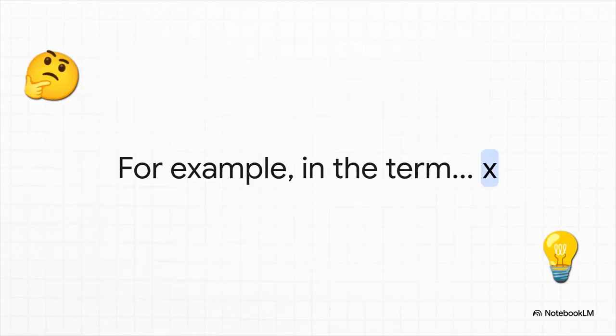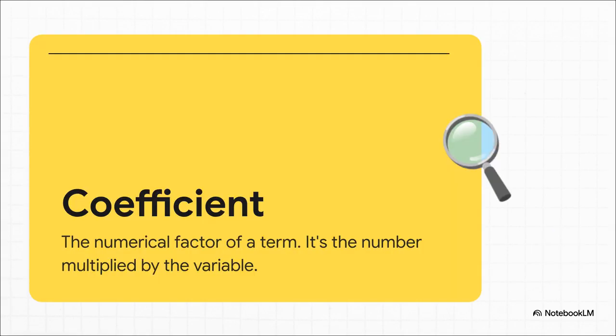So, here's a variable in its simplest form. Just X. That's it. It's a placeholder, our mystery box, just waiting for a number we haven't figured out yet. Okay, but what if you want to talk about having more than one of our mystery boxes? That's where this next piece, the coefficient, comes into play.